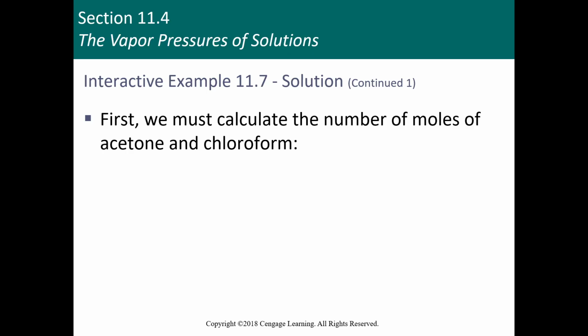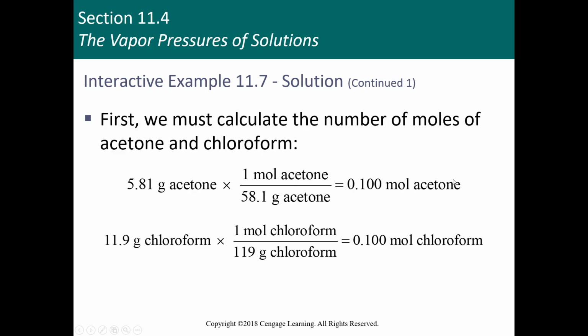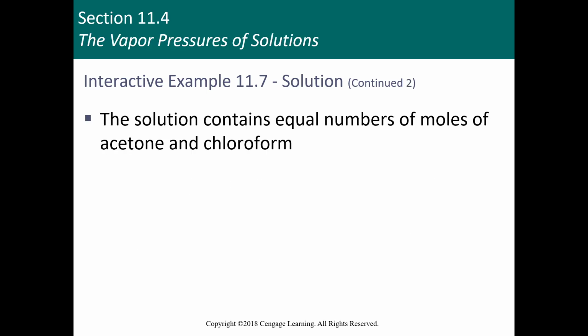So let's go ahead and calculate the number of moles of acetone and chloroform. Right here we have grams of acetone, we use the molar mass, and we get moles. Right here we again have grams, we use the molar mass, we get moles. By the way, you'll notice most of the problems I give you on these slides are usually 1 or 0.1 so that the math is easy. The solution is going to contain equal numbers of moles of acetone and chloroform. And so we see that our chi's will actually be 0.5 in both cases, half, because half of it's acetone, half of it's chloroform, right?